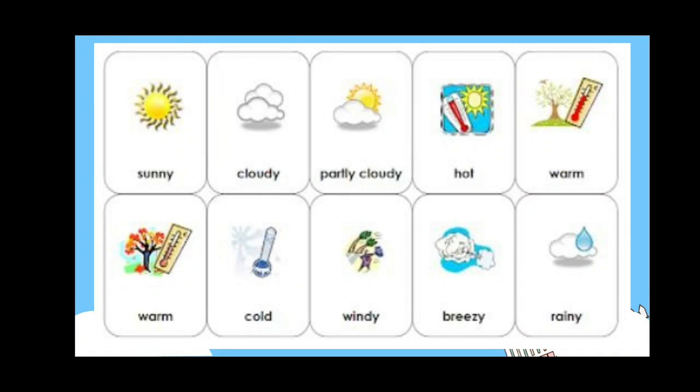These are some various words we use to mention our atmospheric condition. It's sunny, it's cloudy, partly cloudy, it's hot today, it's warm today, it's cold, it's windy, breezy, rainy. These are some words we use to mention the atmospheric condition, which means the weather of a place.